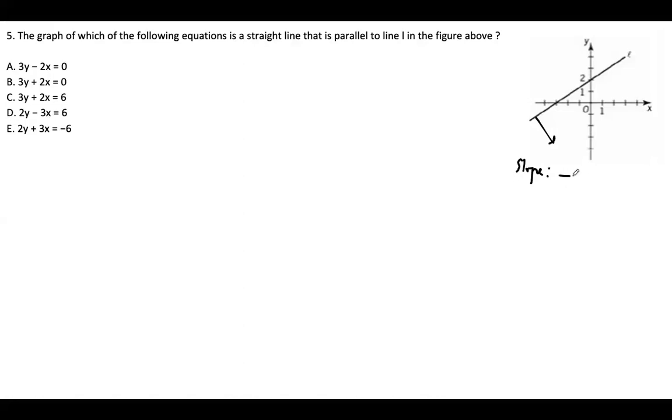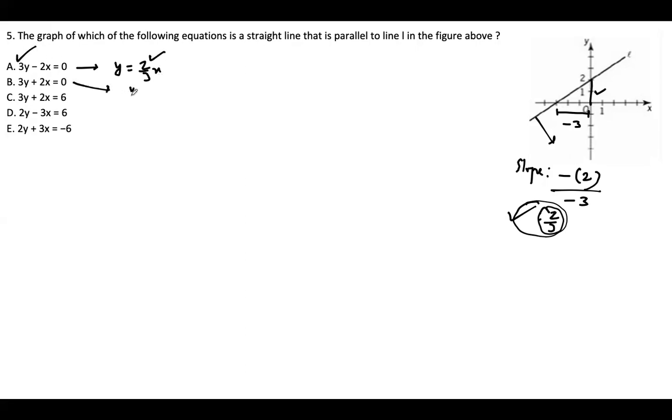Slope is minus of y-intercept, which is -2, divided by the x-intercept, 3. Is it 3 really? -3. Minus -3. Yeah, the slope is 2 by 3. So if some line is parallel, its slope would be 2 by 3. What will be the slope of this line? y is equal to 2 by 3 x. Slope is 2 by 3, so it could be our answer.